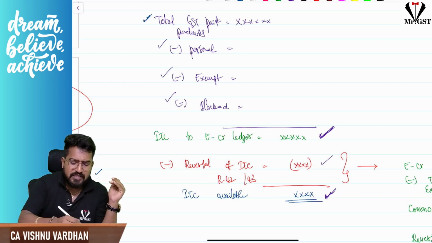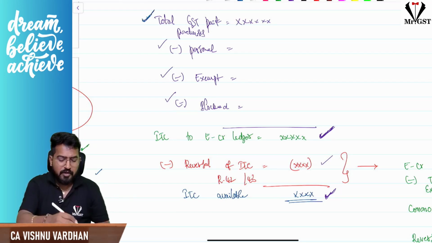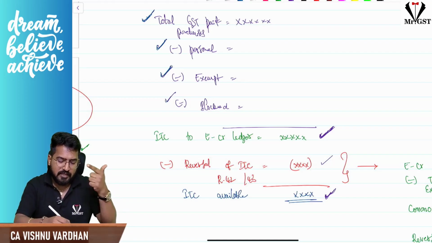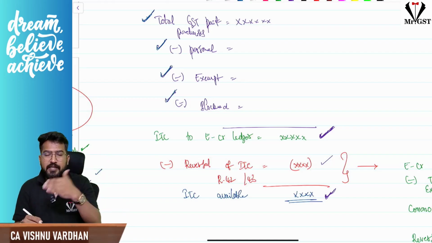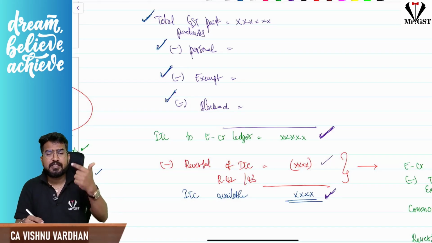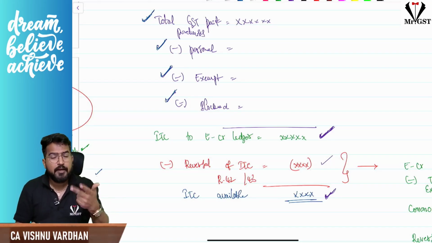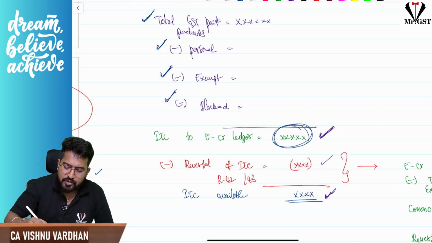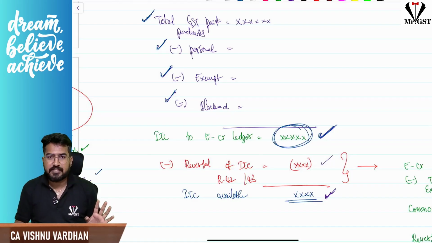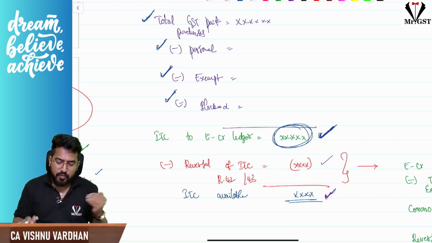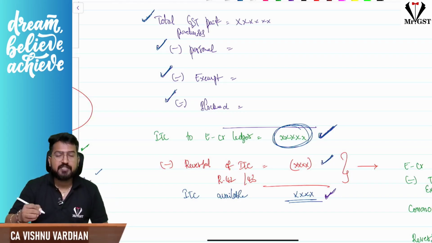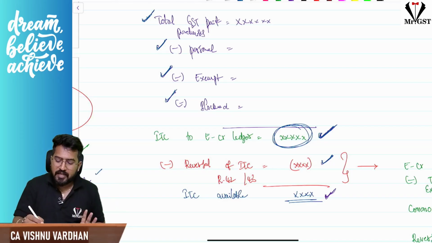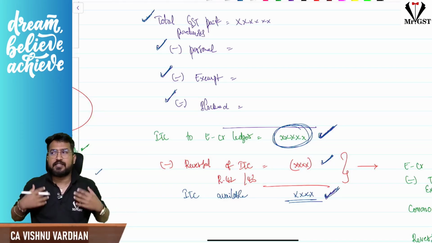So whatever the total GST paid on purchases, you take that amount. From that, remove whatever belongs exclusively to personal, exempt, and blocked credits. So PEB. Whatever you purchase for personal use, you cannot take ITC. Exclusively exempt, you cannot take ITC. Blocked credits, you cannot take ITC. So the balance amount only you can take as ITC, so that only will be credited to the e-credit ledger. From that, if you remove the amount of reversal as per rule 42 or 43, then you will get the amount that is actually ITC available for me.